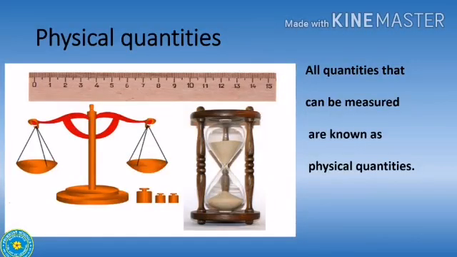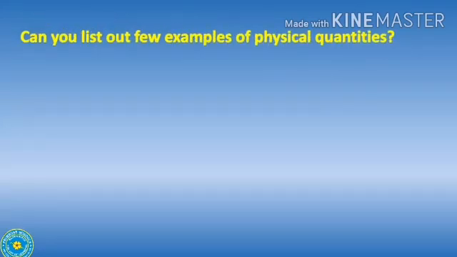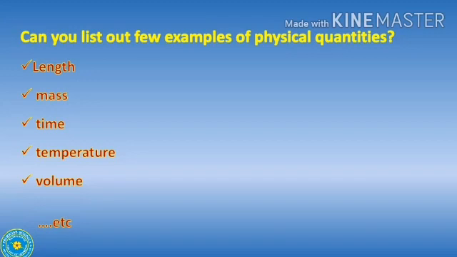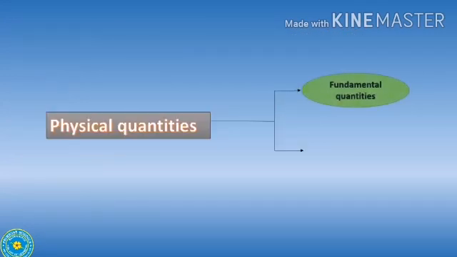Next we are going to learn about physical quantities. So what are physical quantities? All quantities that can be measured are known as physical quantities. Can you list a few examples of physical quantities? Yes, length, mass, time, temperature, volume, etc. There are two types of physical quantities: fundamental quantities and derived quantities.